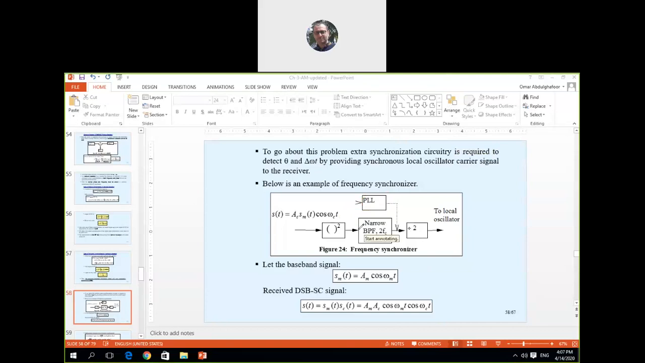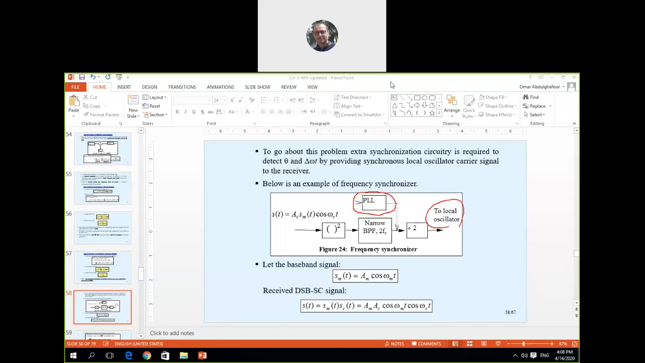So again, this is the electronic circuit, the phase locked loop, that is used to minimize the phase error before we reach the local oscillator.